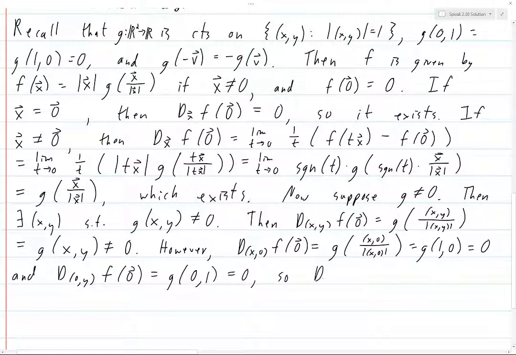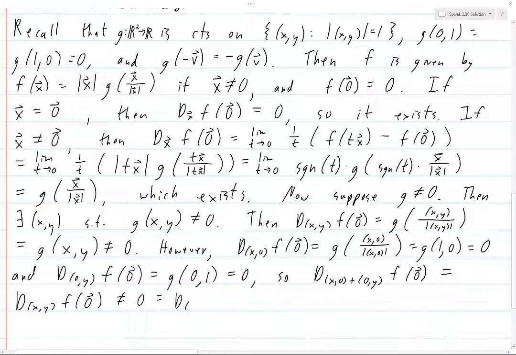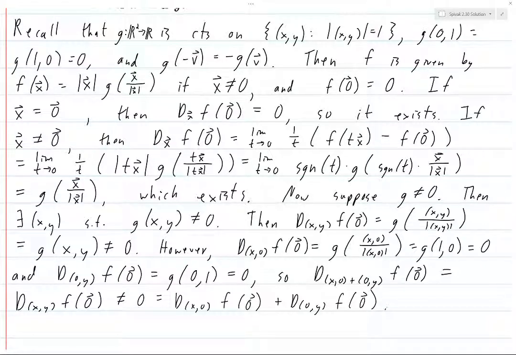So d_((x,0)+(0,y)) f at 0 equals d_(x,y) f at 0, which is not equal to 0, which is in fact not equal to d_(x,0) f at 0 plus d_(0,y) f at 0. Okay, so that's the second part. And yeah, that's all that we needed to prove in this exercise.